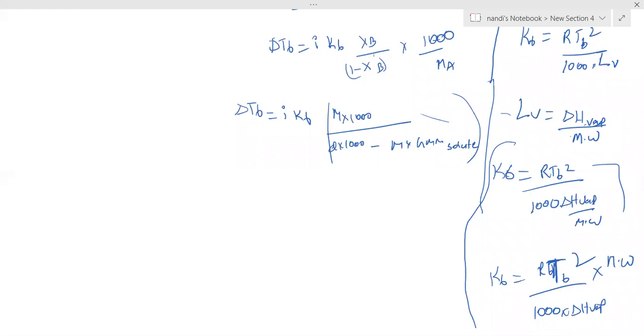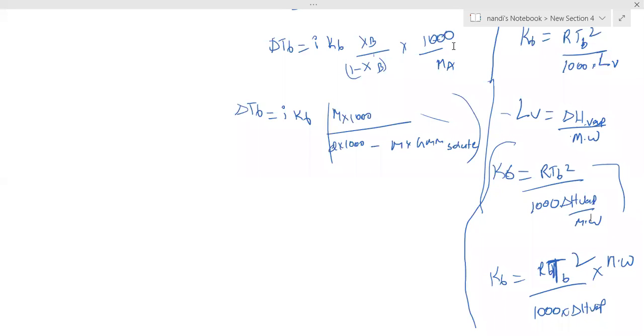Once completed, let me know. Any doubt you can ask, sir. The ultimate formula is delta TB equals i into KB into M. This is the basic formula.